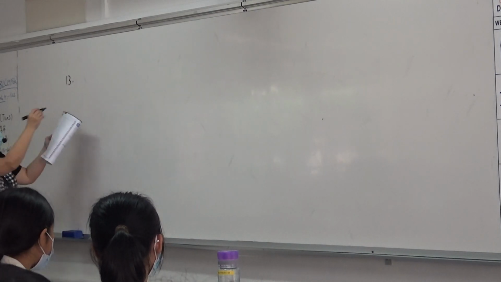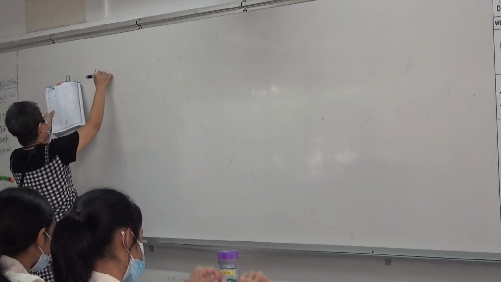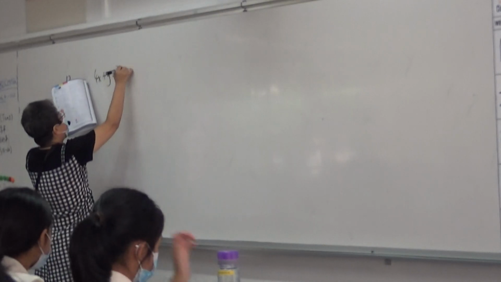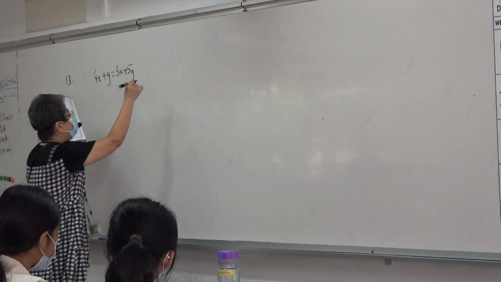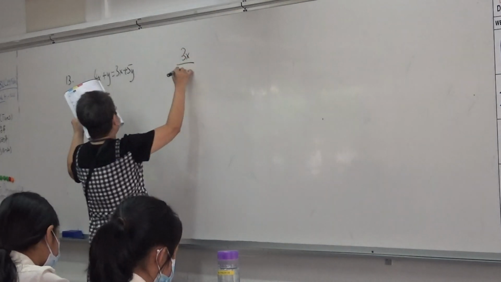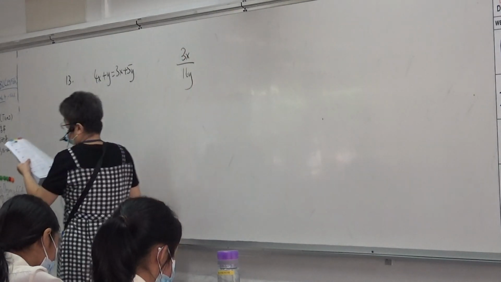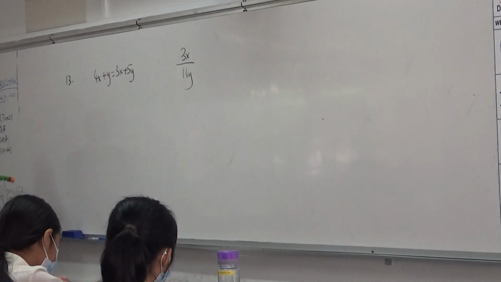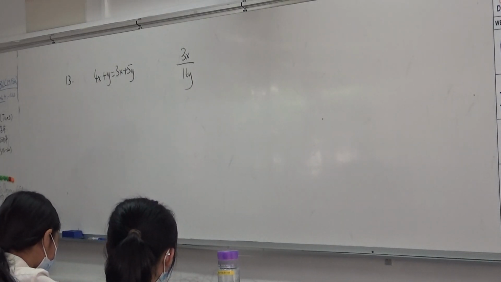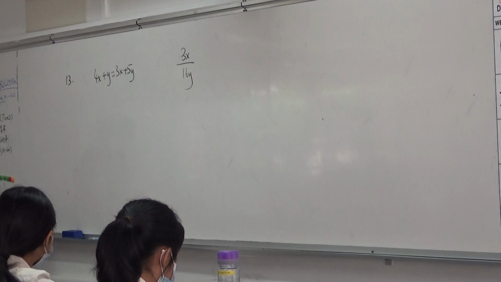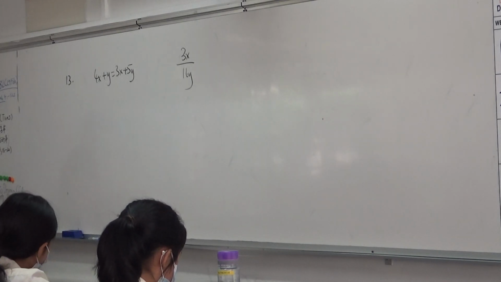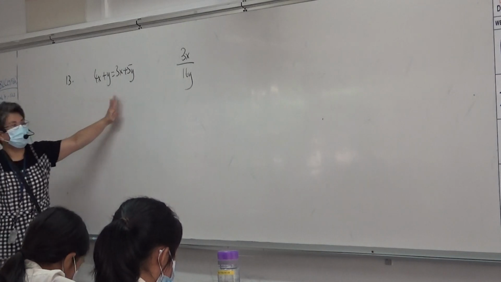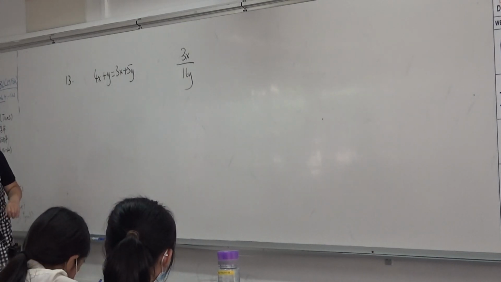If 4x plus y is 3x plus 5y, find the value of 3x over 16y. Everybody know what the question is talking about first. I don't want the solution, I don't want any answer. I just want you to know if you know what the question is talking about. Correct?